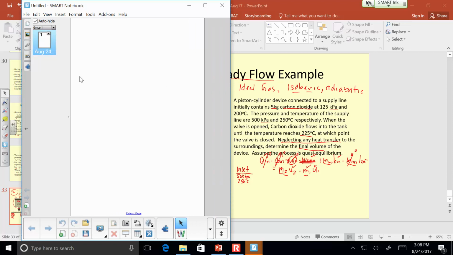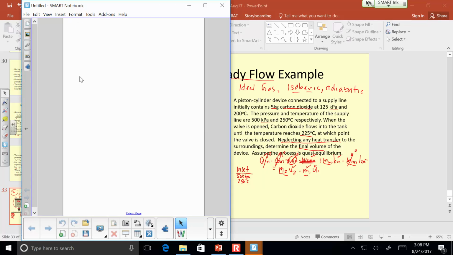Okay. So we have our energy equation. We're just going to rewrite that. Simplifying it, we have negative work out plus the mass in times H in is equal to M2U2 minus M1U1. So that's the simplified form of our energy equation.